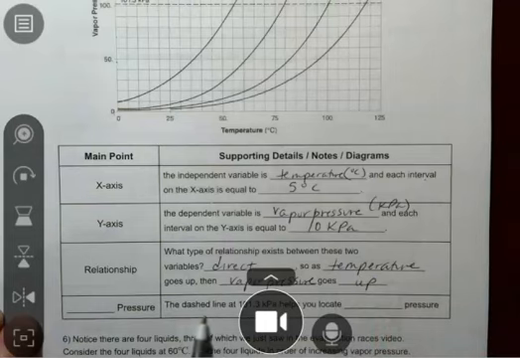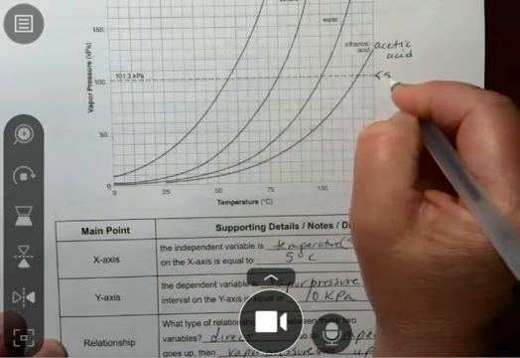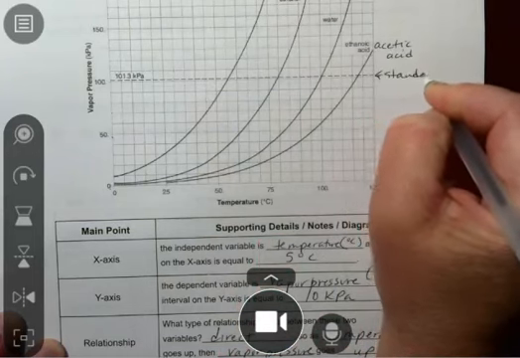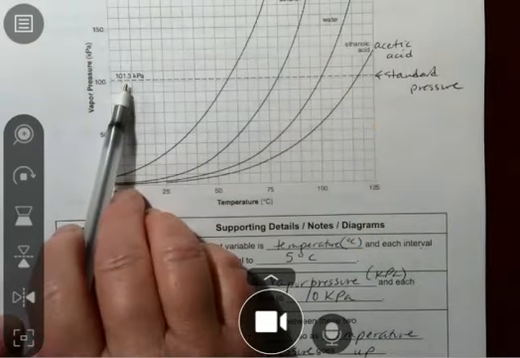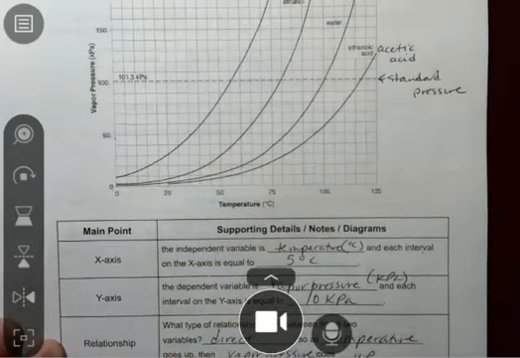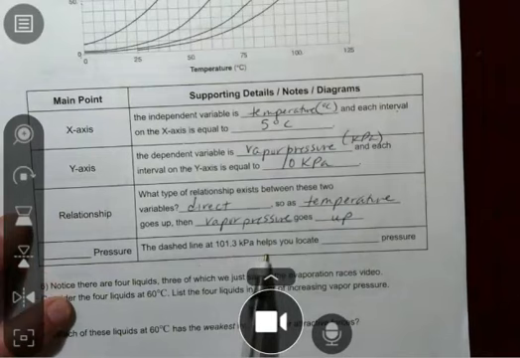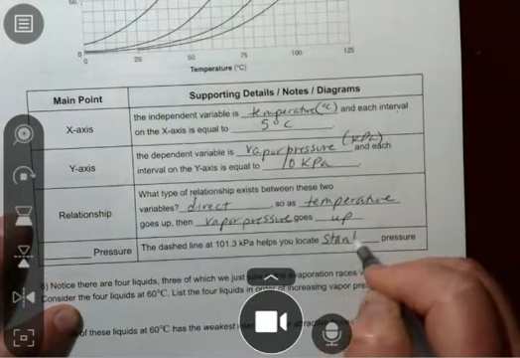Now, there's a dashed line at 101.3. That 101.3 is what we call standard pressure. And if we know our equivalencies, standard pressure is also the same thing as 1 atmosphere or 760 millimeters of mercury. So the dashed line at 101.3 kilopascal helps you locate standard pressure.